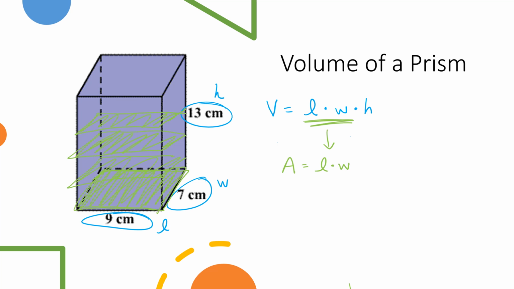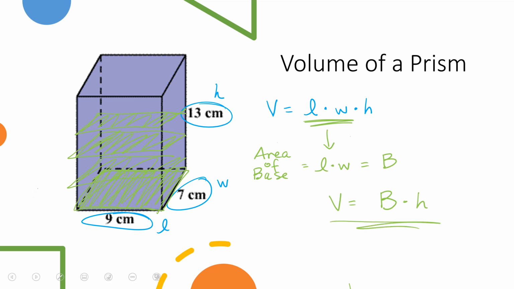So when we find volume, we can look at this volume formula as length times width being the area of the base. I'm going to use a capital B for area of the base. Therefore, when we're dealing with the volume of a prism, the volume formula is length times width times height, but we could write it as area of the base times height. And this is going to be important as we start learning about our other three-dimensional shapes.